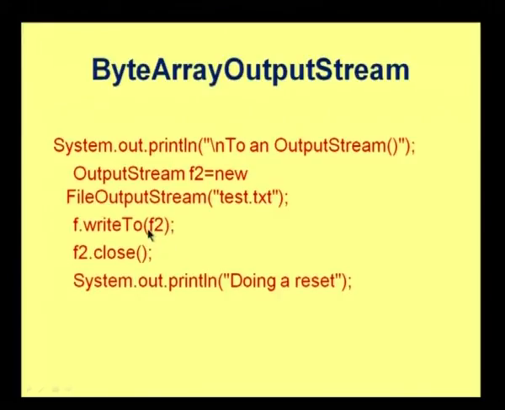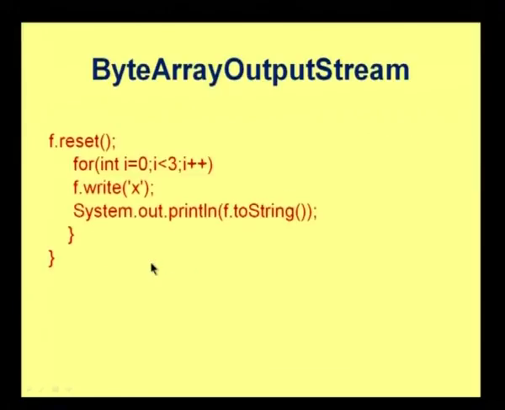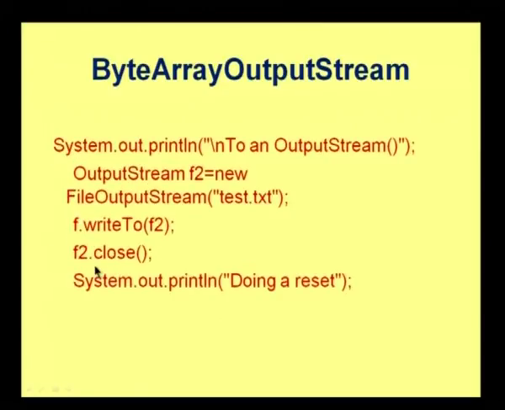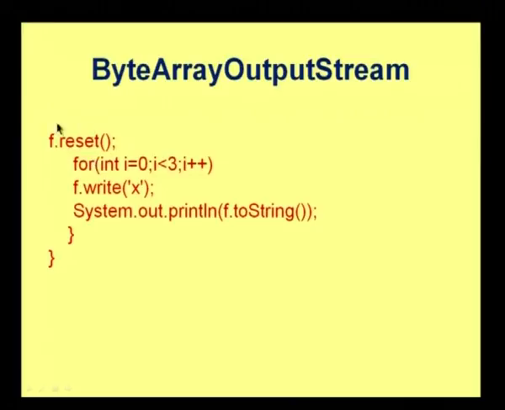So that is file output stream. Both are output streams. After that I am closing my file and then I am resetting that particular byte array. I am closing the file output stream, whereas here I am resetting my byte array output stream. And then I am trying to write a few other contents.